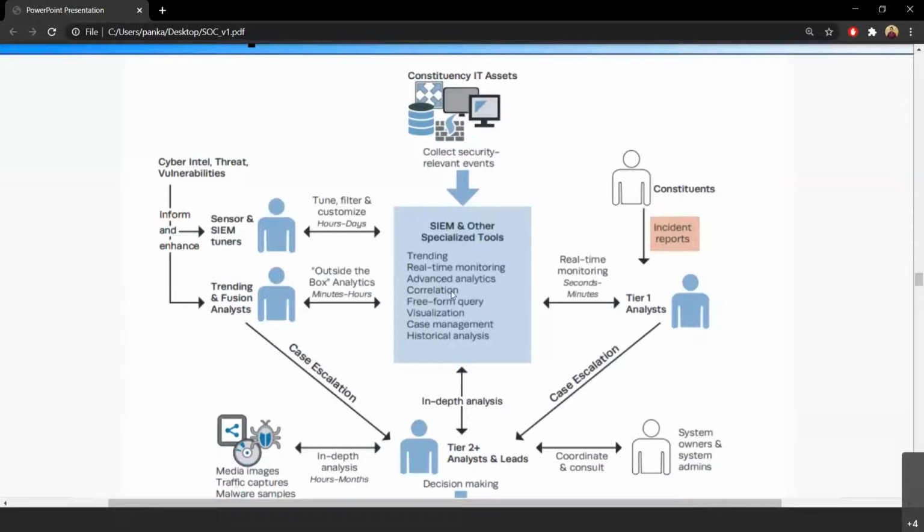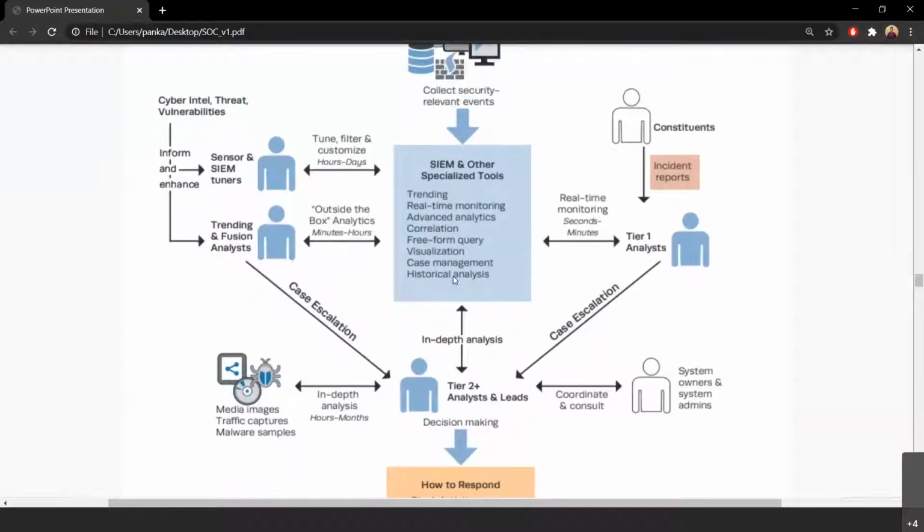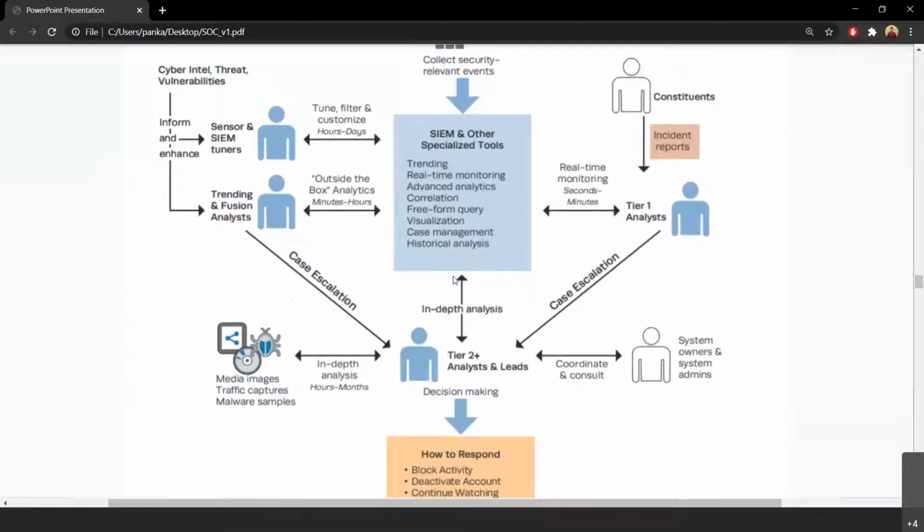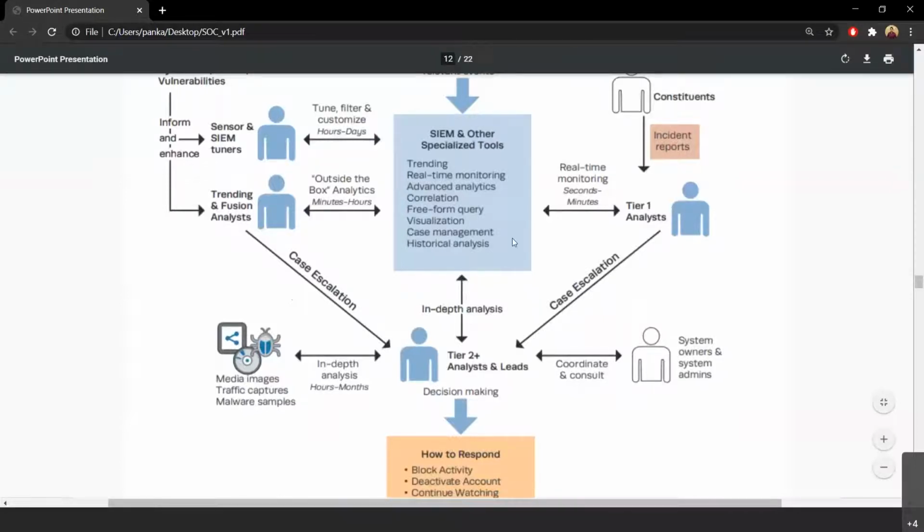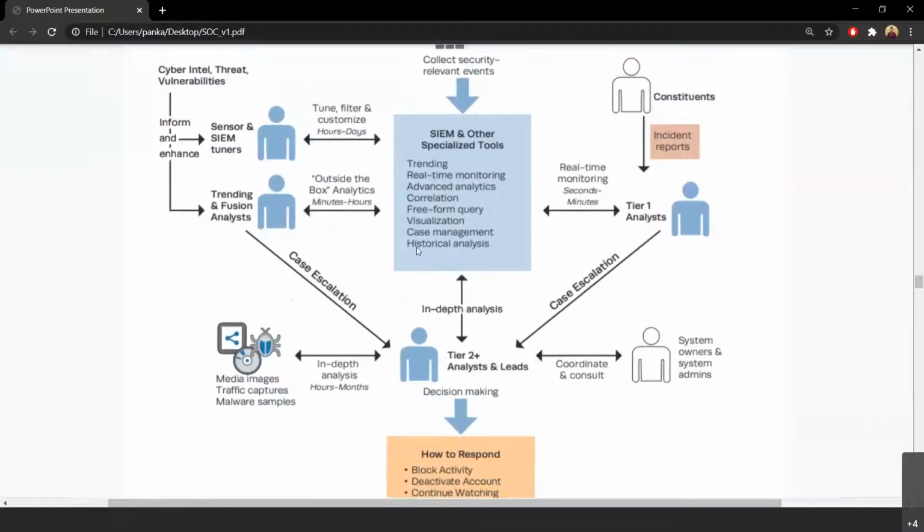So these are used to generate trends. Real-time monitoring is done. Then we have analytics, where we correlate them. Suppose an incident has occurred, so we put that incident information in also. The case is managed, and historical analysis is also done. There's some breach, and a similar thing occurred in the past too, or some attacker IP was also involved previously. So all of these things are done in all these tools.